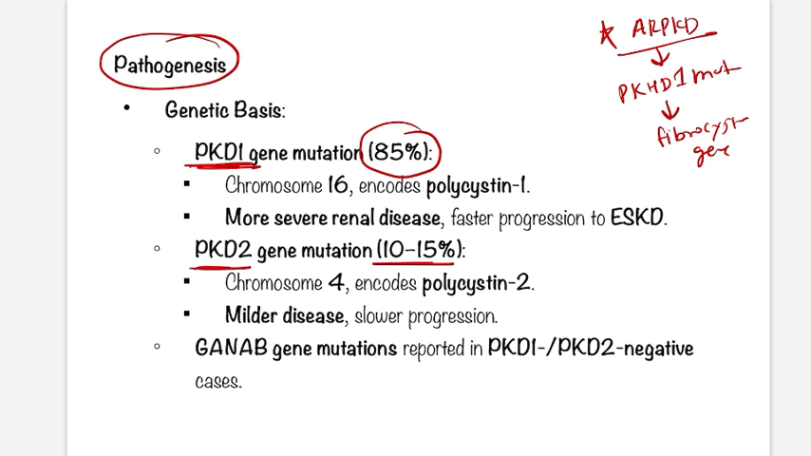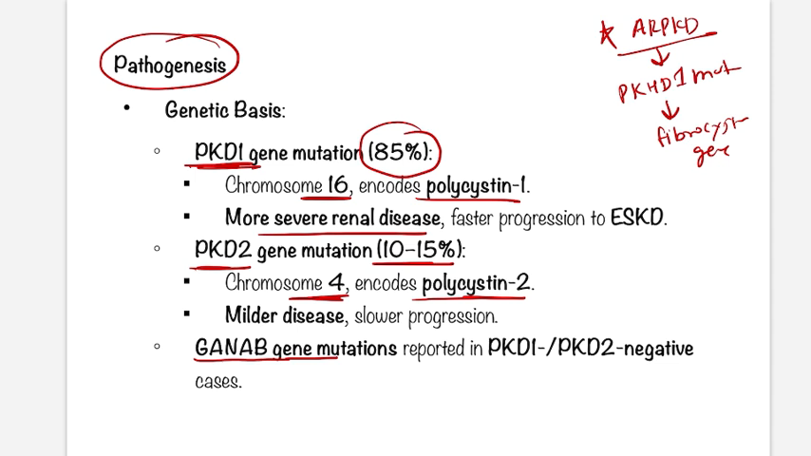Just remember the chromosome location also. PKD1 is on chromosome 16 and PKD2 is on chromosome 4. PKD1 encodes polycystin 1 and PKD2 encodes polycystin 2. PKD1 is associated with more severe renal disease, and a small-amount gene, the GANAB gene, is reported in PKD1 and PKD2 negative cases. So this is a very important slide.